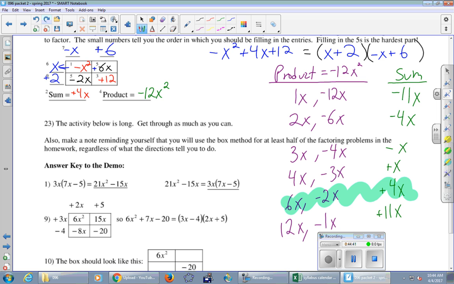So I'm not going to ever force you to use the box, but I will encourage you, even if you have some previous technique from another math class, to try the box for at least half of these activity problems, okay? All right, one announcement, and then you'll spend the rest of the time on the activities.